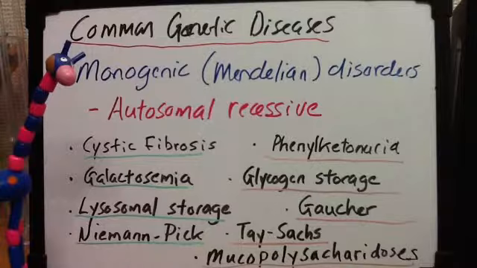It's also known as gargoylism, although that's not a very politically correct name. And there's usually death in childhood from cardiac complications, and the most frequent types would be Hurler syndrome and Hunter syndrome. And Hunter syndrome is X-linked.